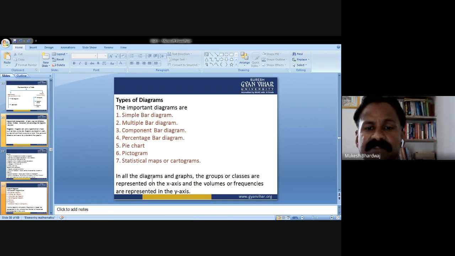In all the diagrams and graphs, the groups or classes are represented on the x-axis and the volumes or frequencies are represented on the y-axis. So always keep in mind that in all the diagrams and graphs, the groups or classes are represented on the x-axis. If we are talking about the students, the age, the gender, the sex, we classify the groups or classes on the x-axis, and their volumes or frequencies are represented on the y-axis. Okay.